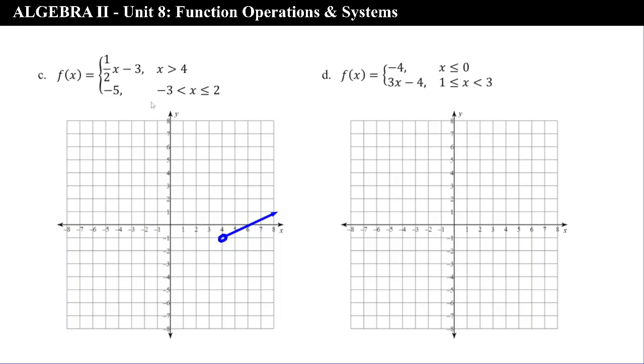Now let's focus on the rest. From negative 3 to 2, we have a constant, and that is at negative 5. So from negative 3 to 2, and we will not need an arrow for this part.